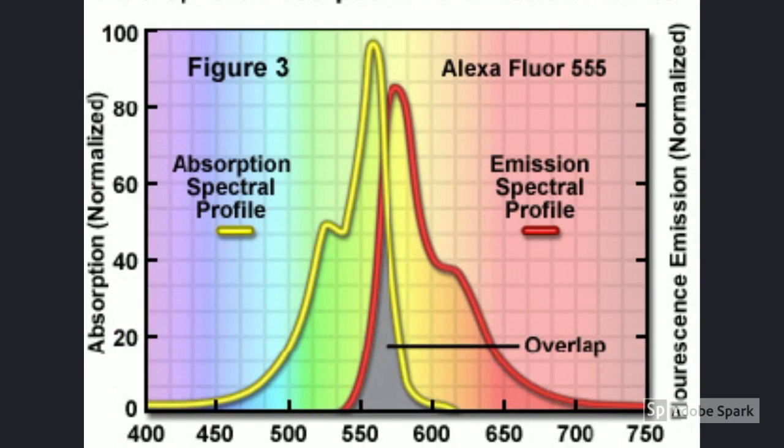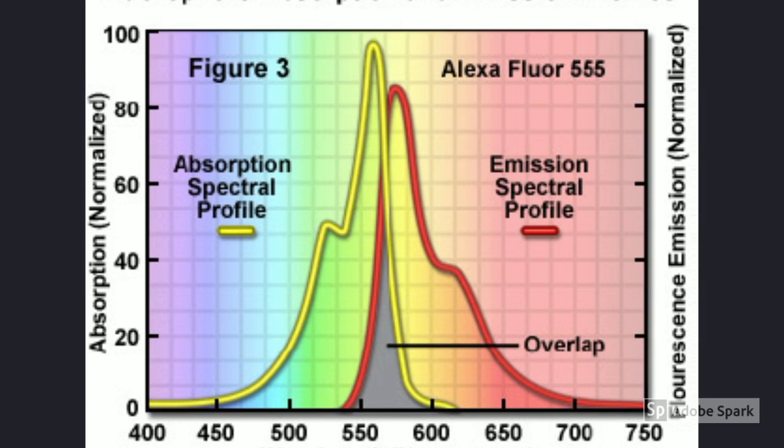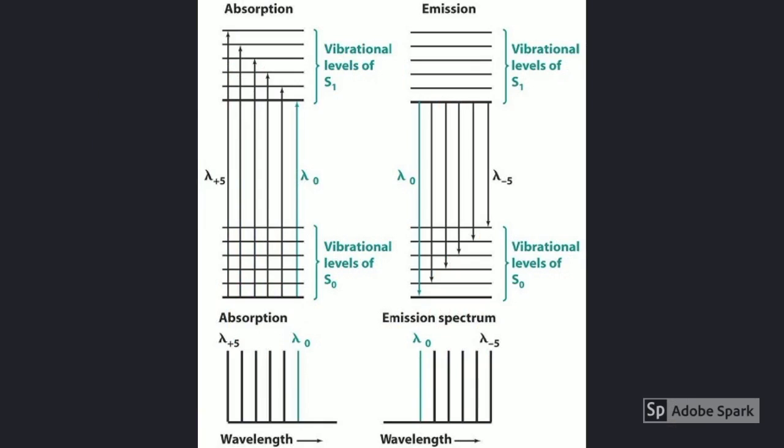Emission and absorption spectra more or less mirror each other because after electrons are excited, they lose some of their vibrational energy, but then when they return back to the ground state, they return to the highest vibrational energy level of the ground state, causing the shape to be mirrored.